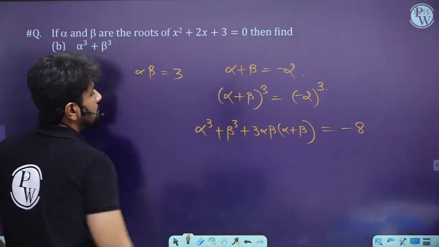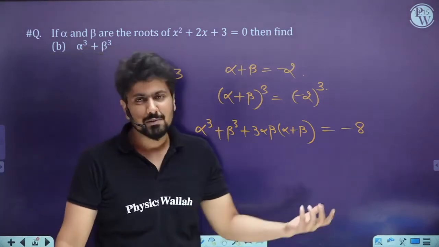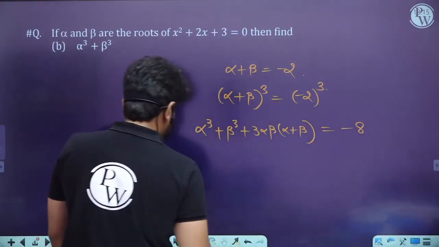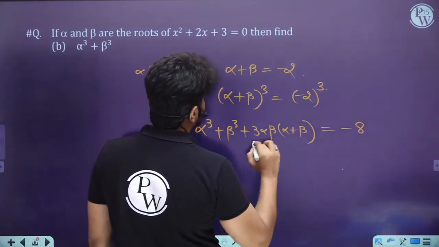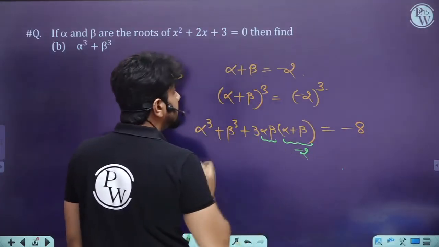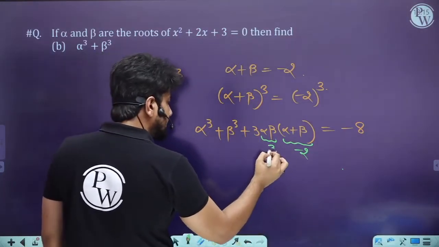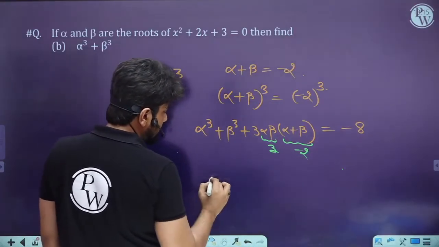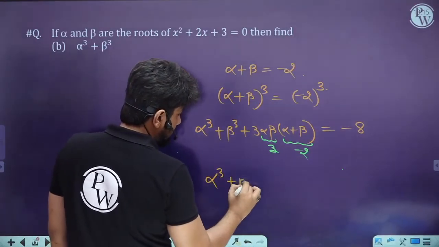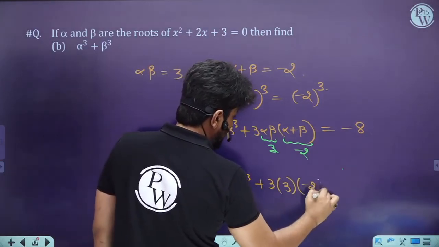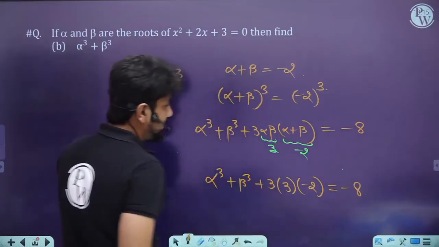I hope that all of you understand the formula of a plus b whole cube. Okay, now do we have the value for alpha plus beta? Yes, the value for alpha plus beta is -2. Do we have the value for alpha beta? Yes, the value for alpha beta is 3. So from here I can get the value for alpha cube plus beta cube like this. Alpha cube plus beta cube plus 3 multiplied by 3 multiplied by -2 is equal to -8.